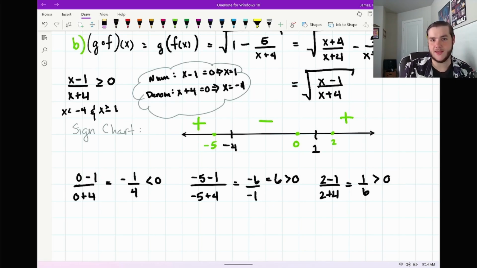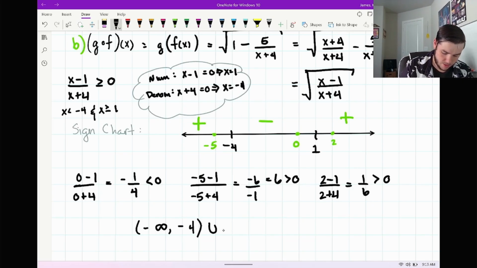Has to be less than negative 4. It can't be negative 4 because that would cause division by 0 in the denominator. So the only other thing to consider is exactly what I just pointed out, that x plus 4 can't be 0, so I can't actually have negative 4. Altogether, the domain would be negative infinity up to negative 4, excluding it, together with 1 to infinity, including the 1.